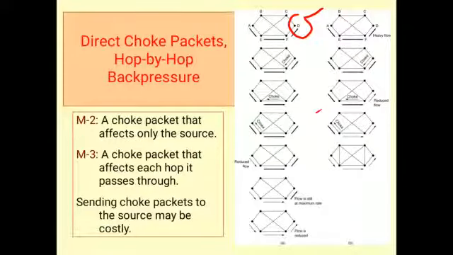So the choke packet is one of the hop by hop back pressure methods. Back pressure is one of the closed loop techniques, and in that closed loop technique, this choke packet is a hop by hop back pressure method. Here a choke packet that affects only the source but not the intermediate nodes, and a choke packet that affects each hop it passes through. Here the choke packet is transmitted to each hop. Hop means the intermediate nodes also. Each and every node is called a hop.